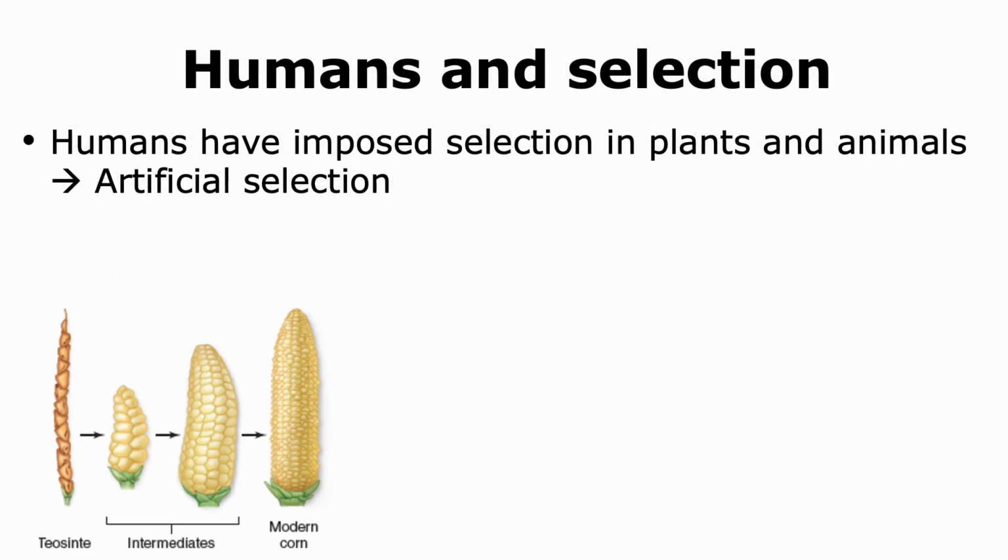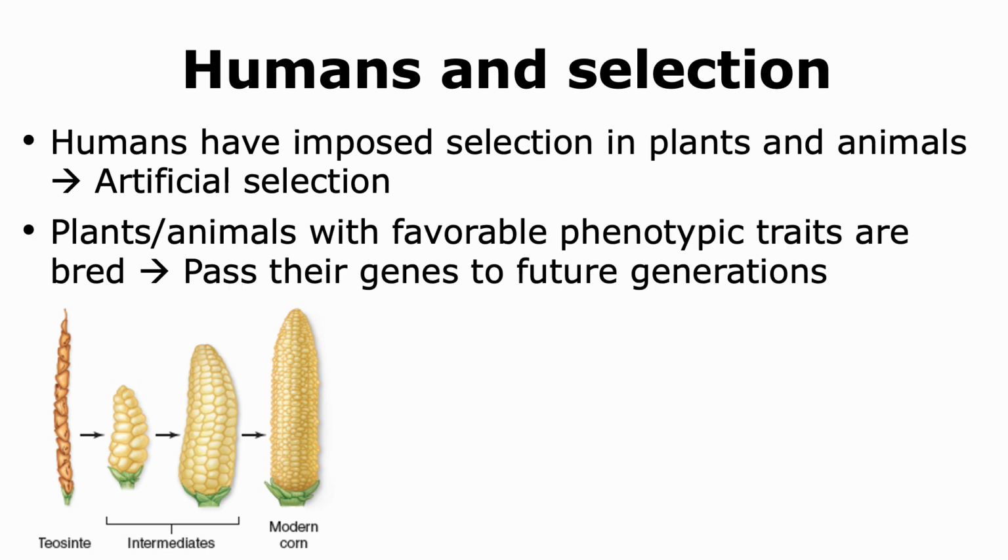For centuries, humans have imposed selection in certain plants and animals through a process called artificial selection. Plants and animals that showed favorable phenotypic traits were bred for many generations so that their genes that provided those favorable phenotypic traits were passed on to future generations. This way, we were able to create plants or animals that were more beneficial to us.